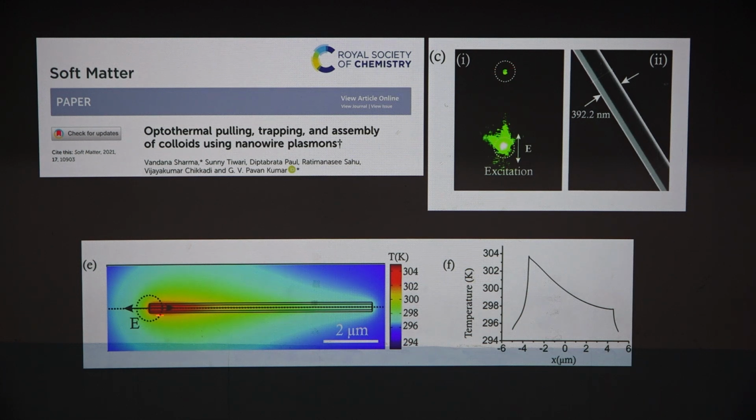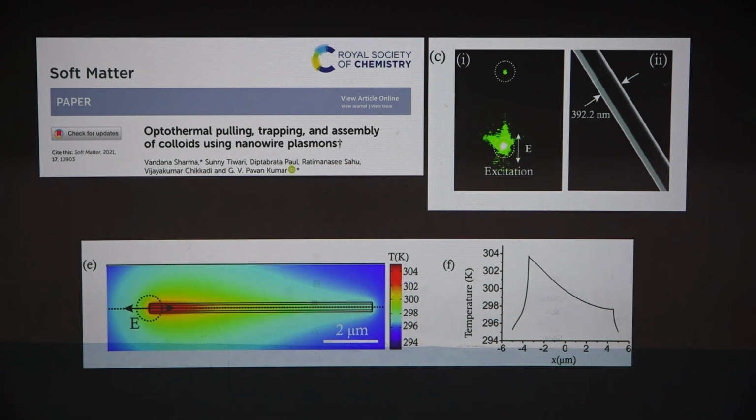Interestingly, if you look at the temperature distribution in such systems, you also have a very nice decaying field of temperature. This means the region of illumination is at the highest temperature, and it tapers down along this system. The question to ask now is, what happens to a colloidal system which comes in the vicinity? What kind of dynamics do you obtain?